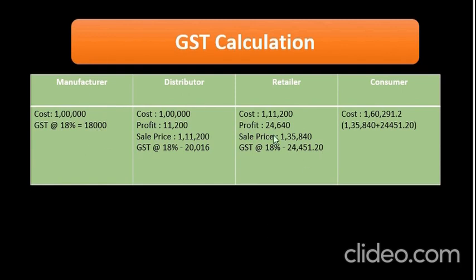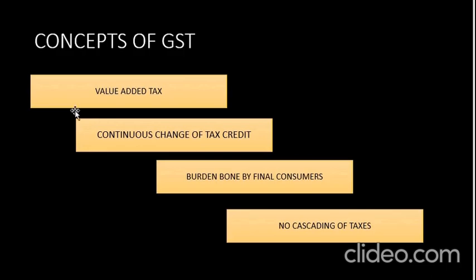Then he is collecting tax from the retailer, which is also to be paid to the government. So the tax he has already paid, which is 18,000, will be deducted from the tax collected from the retailer, 20,016, and only the balance will be paid by the distributor. So this is the input tax credit facility they avail. About this input tax credit facility available under GST, you will be learning in detail in the upcoming chapters. So now let us get into the concepts of GST.